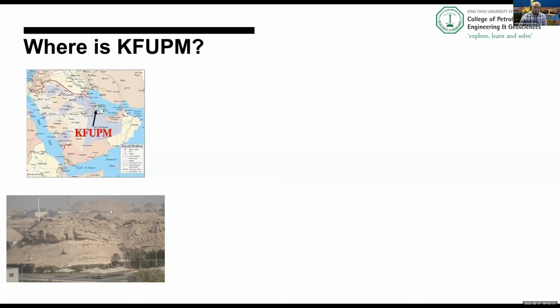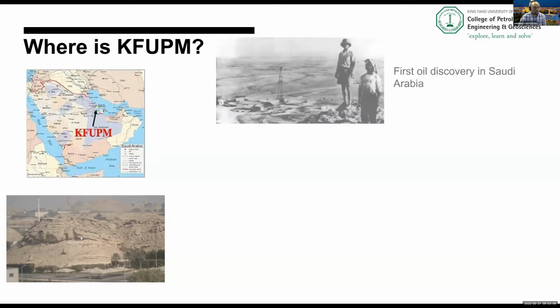And what's really cool about our university here is we are sitting directly on top of carbonate rocks. The university and all the buildings are built on top of these Eocene and Oligocene carbonate rocks. And why I brought this up is because the first oil discovery in Saudi Arabia, back in 1944, was exactly at this hill, where people are standing there. So our university is not far from where they first discovered oil in Saudi Arabia.